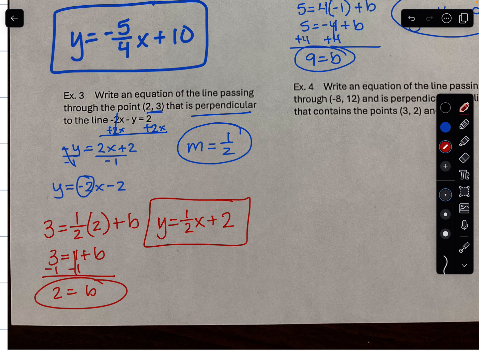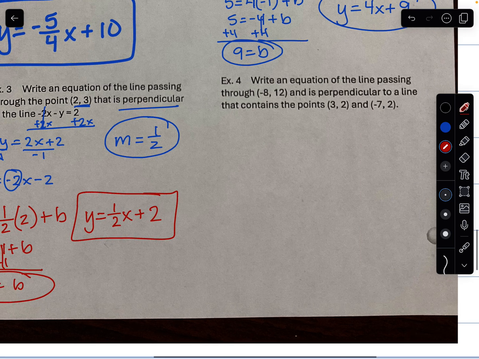All right. We ready for the last one? Okay. The last one says, write an equation of the line passing through negative 8, 12, and is perpendicular to a line that contains these points. So, what would be the first thing I need to do with those last 2 points? Find the slope with them. Yeah, find the slope, okay? How do I find slope with those 2 points?